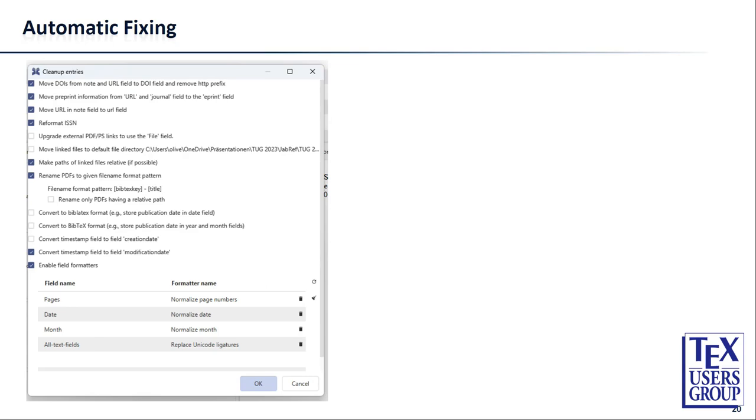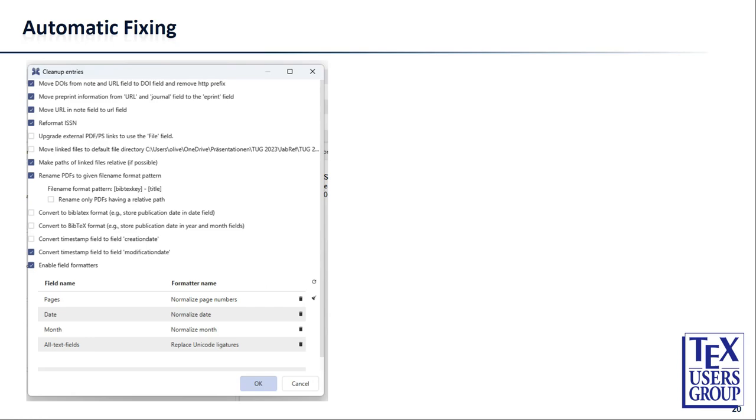But what's also interesting for me is renaming PDFs to a given file format pattern. Assume you imported your whole PDF collection into JabRef, and if you have a collection grown over dozens of years, you've got the PDFs spread around your hard disk and renamed arbitrarily. And with this little help, it just gets consistent. It uses your BibTeX key and the title of the BibTeX entry as the file name.